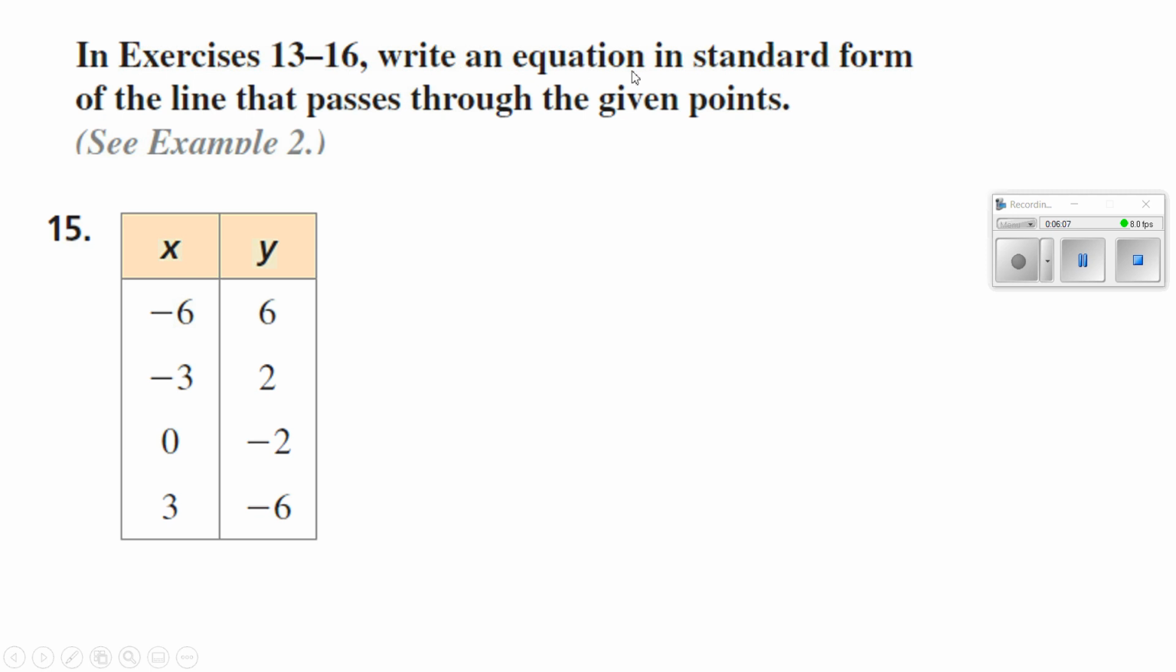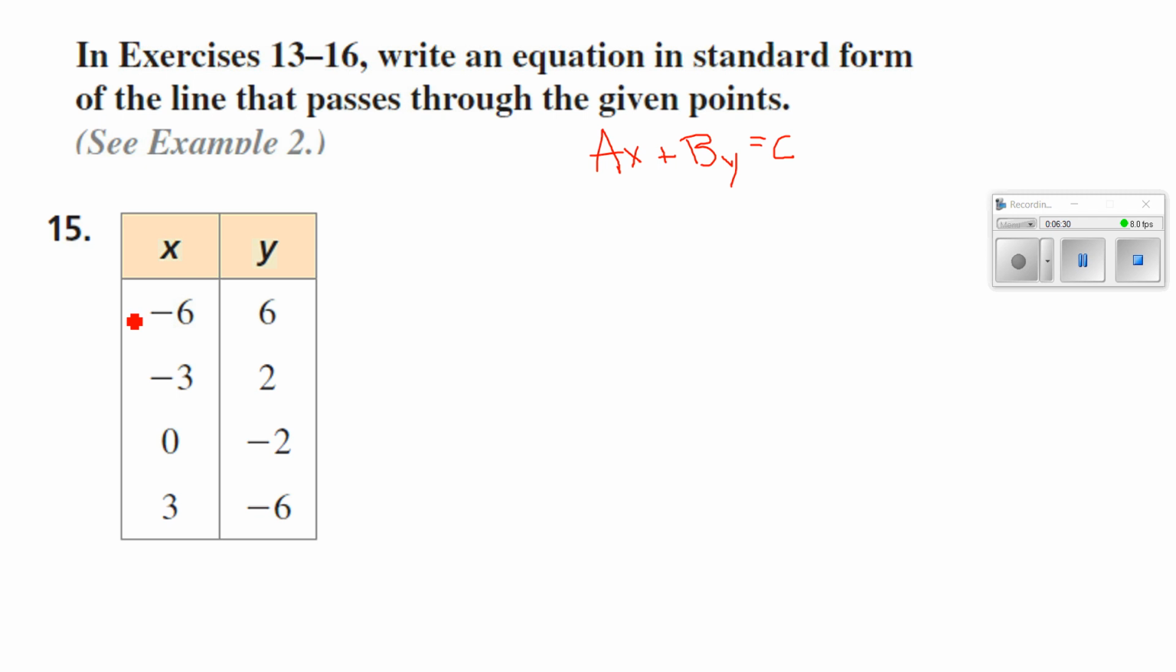This one says write an equation in standard form of the line that passes through the given points. Remember, the standard form is going to be ax plus by equals c. But first we have to go ahead and find some things. So first of all, let's find the slope.